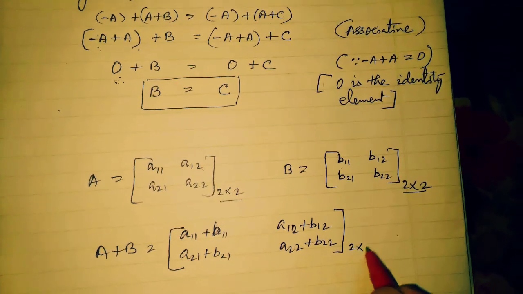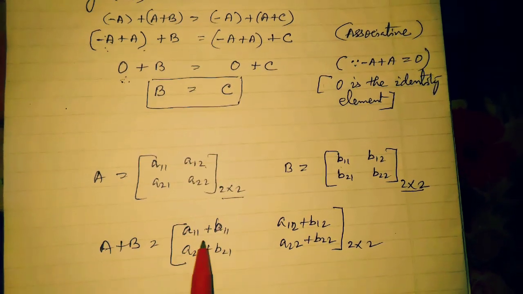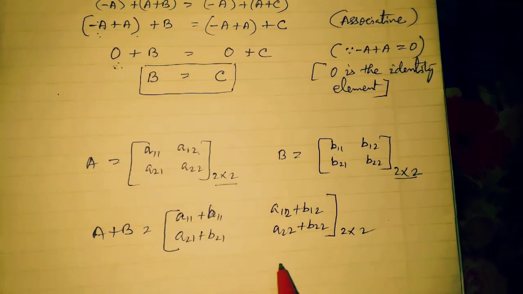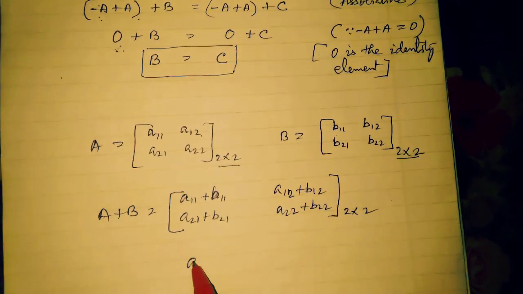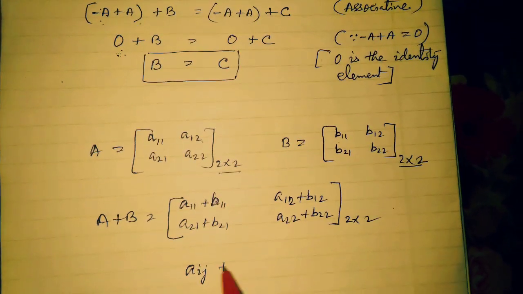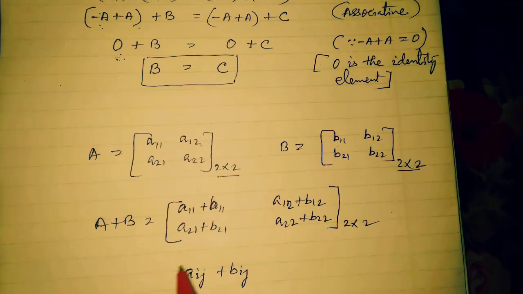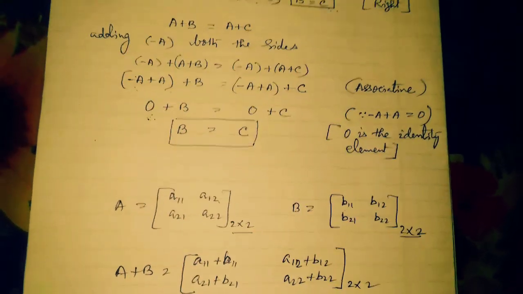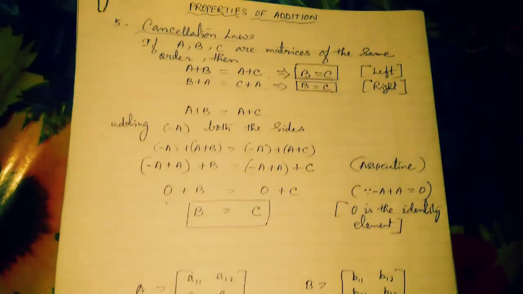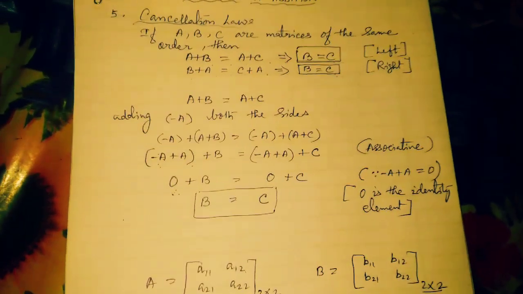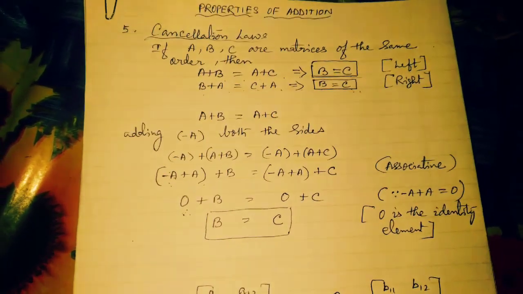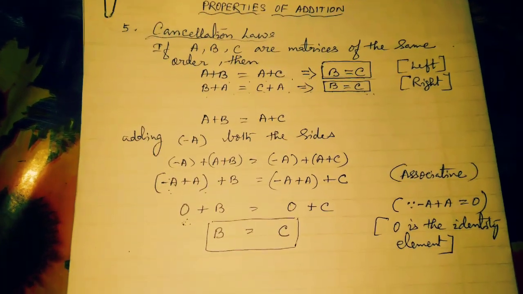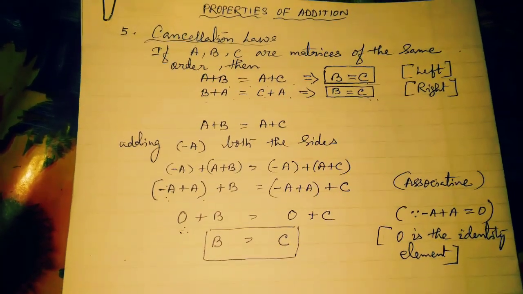Clear, student? So A11 is added with B11, A12 with B12. This way, the ij-th element of A is added with the ij-th element of B, where i and j are any numbers, such as 1, 2, 3, 4. This is how addition of matrices is possible. First of all, identify whether addition is possible or not, and only then go to the next part. Students, understood all of you? I think so. Okay, thank you all of you.